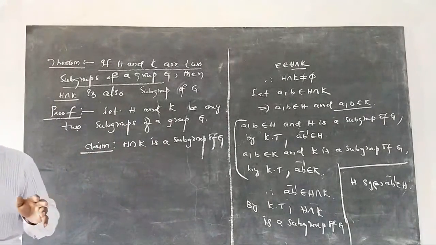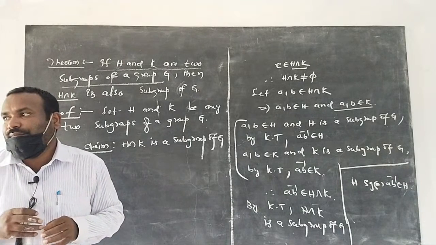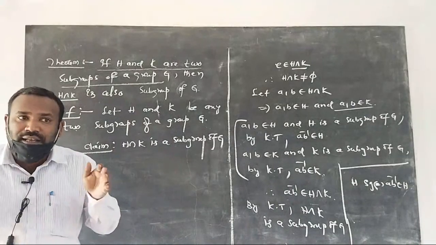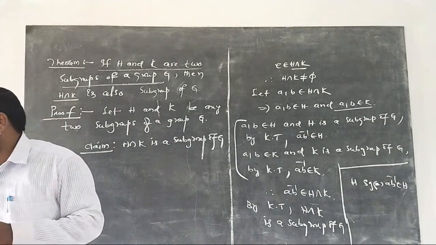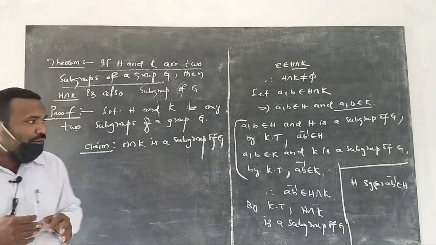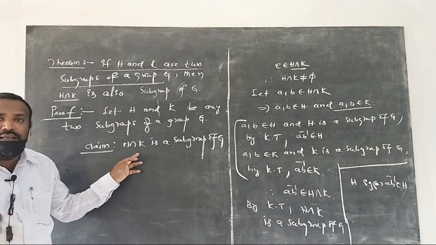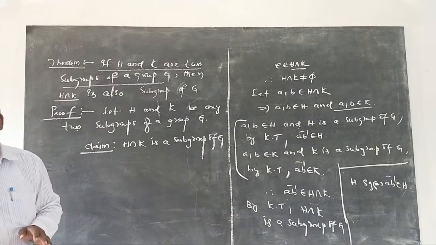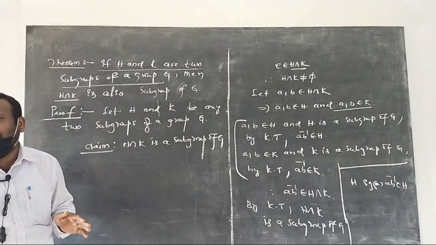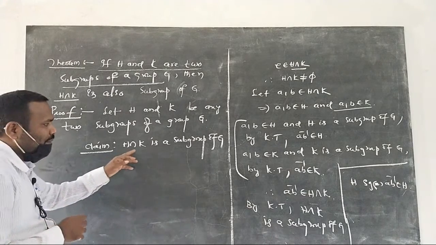First and foremost thing is a subgroup is a non-empty set. If it is a non-empty set, then only we prove it as a subgroup. So before you start the theorem, make sure that H intersection K is non-empty. If it is empty, we should not go further. We should not call an empty set a subgroup at all. Let us check whether H intersection K is empty or non-empty.